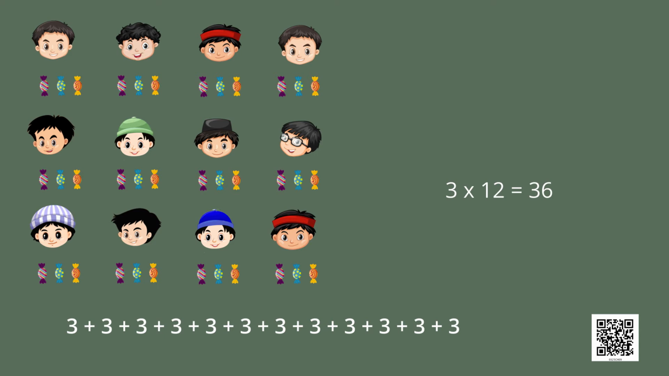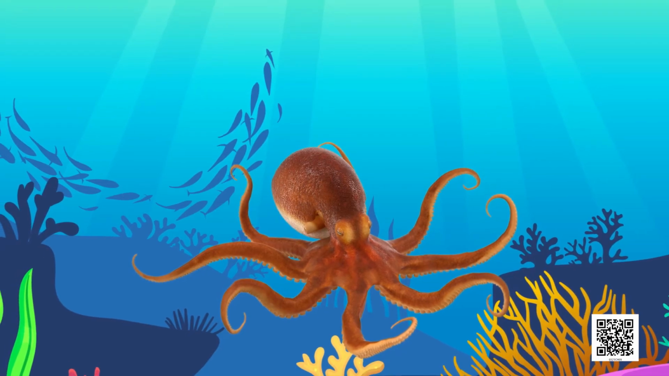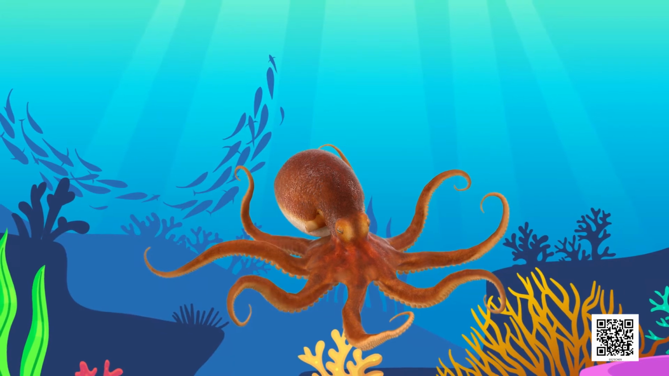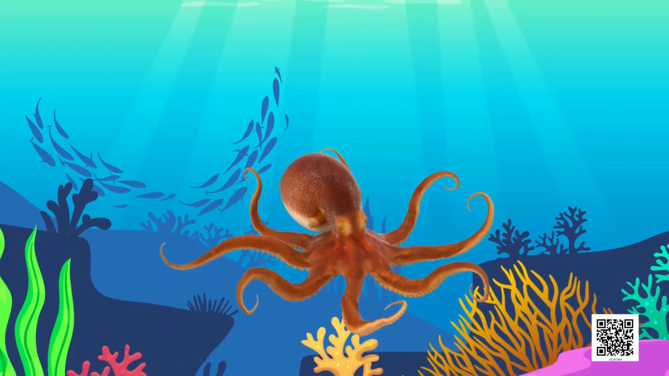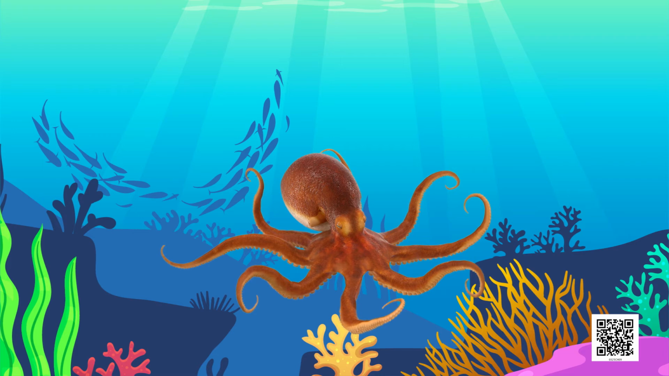Let's understand it more clearly. See children, we have this octopus. It lives in the sea. You must have seen it in the sea or on television. Octopus has 8 legs. So think, if there are 5 octopuses, then how many legs will be there?